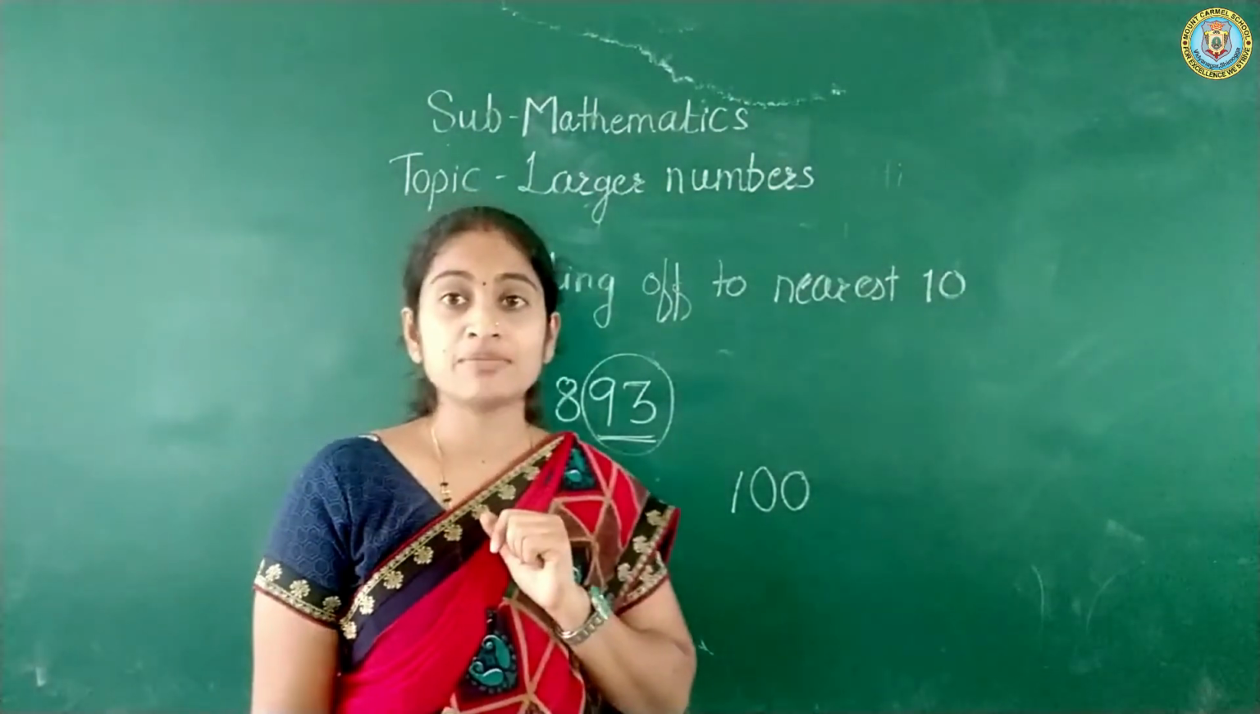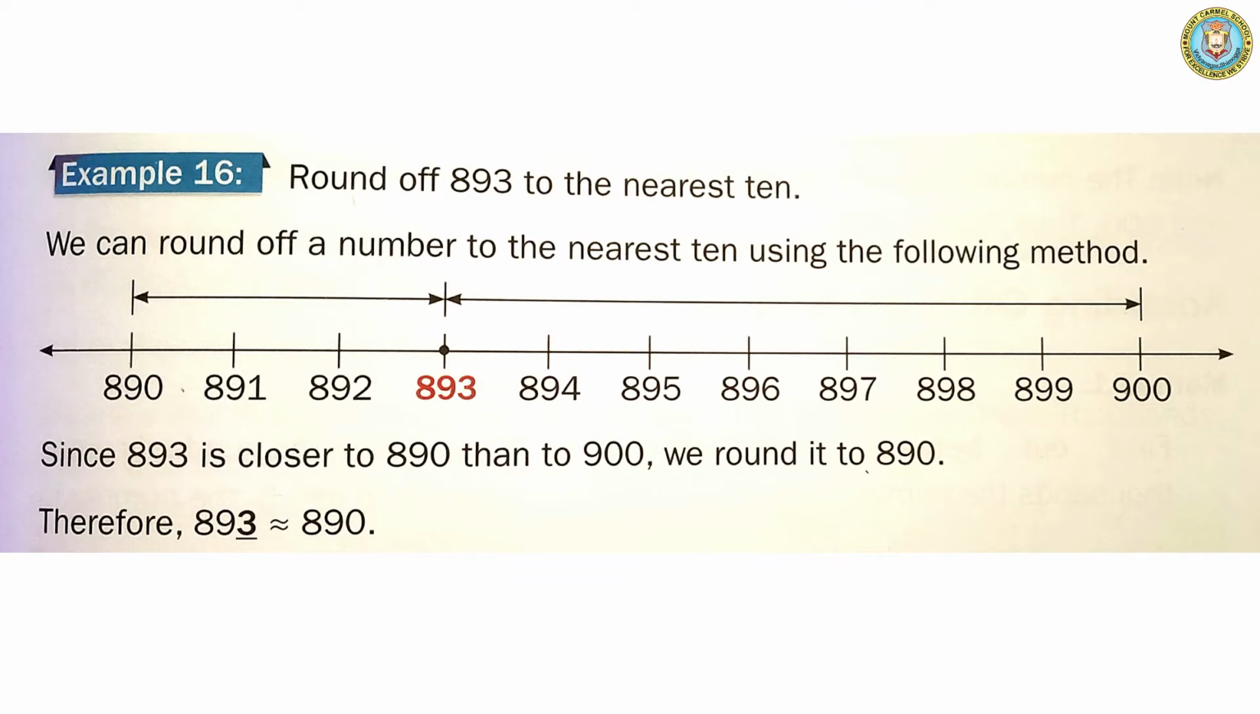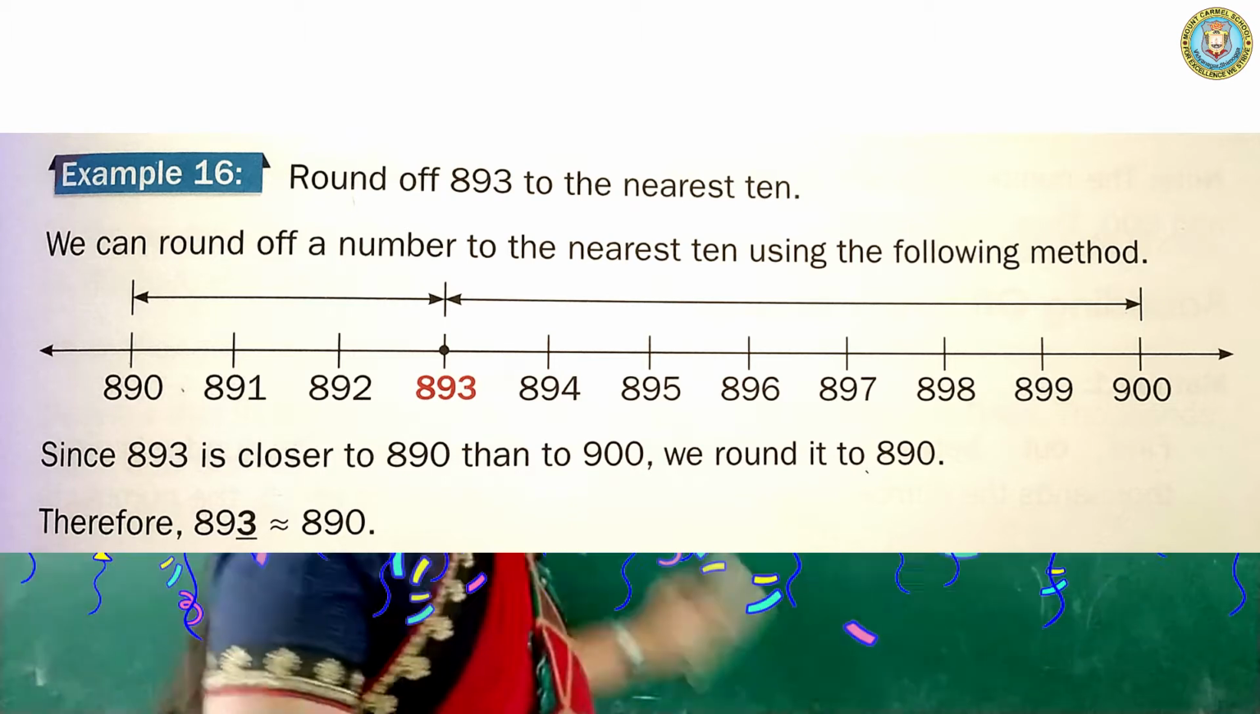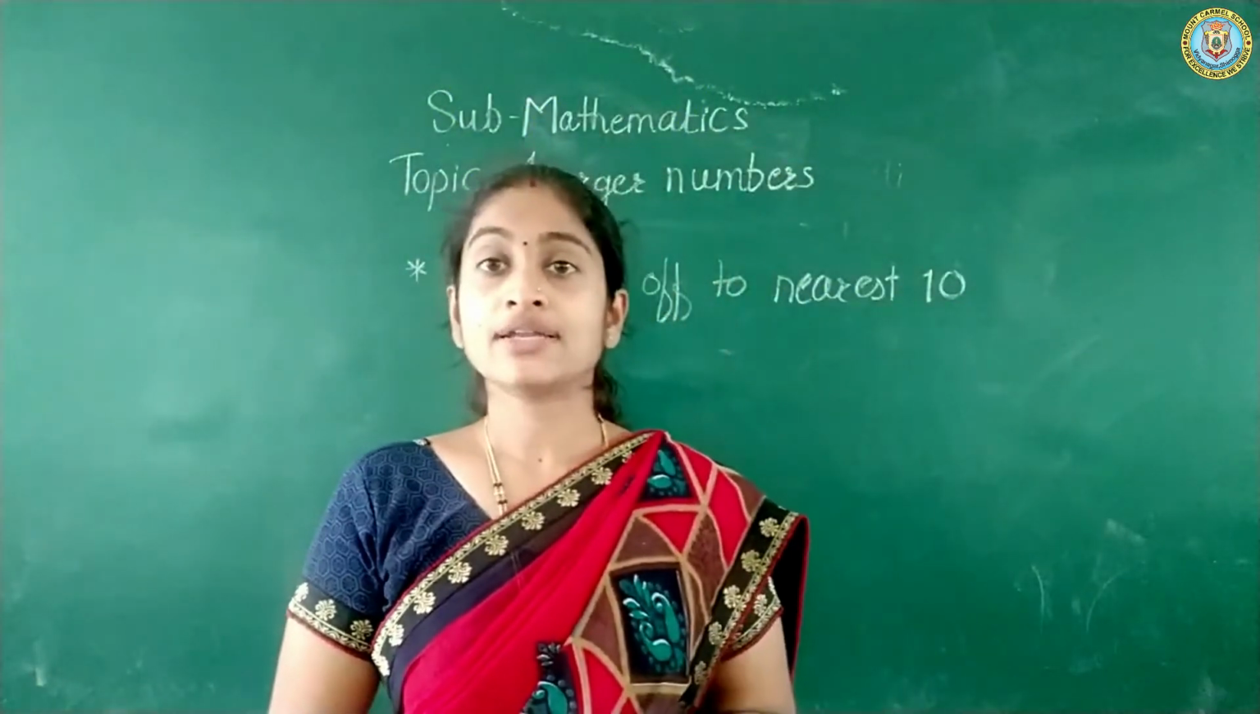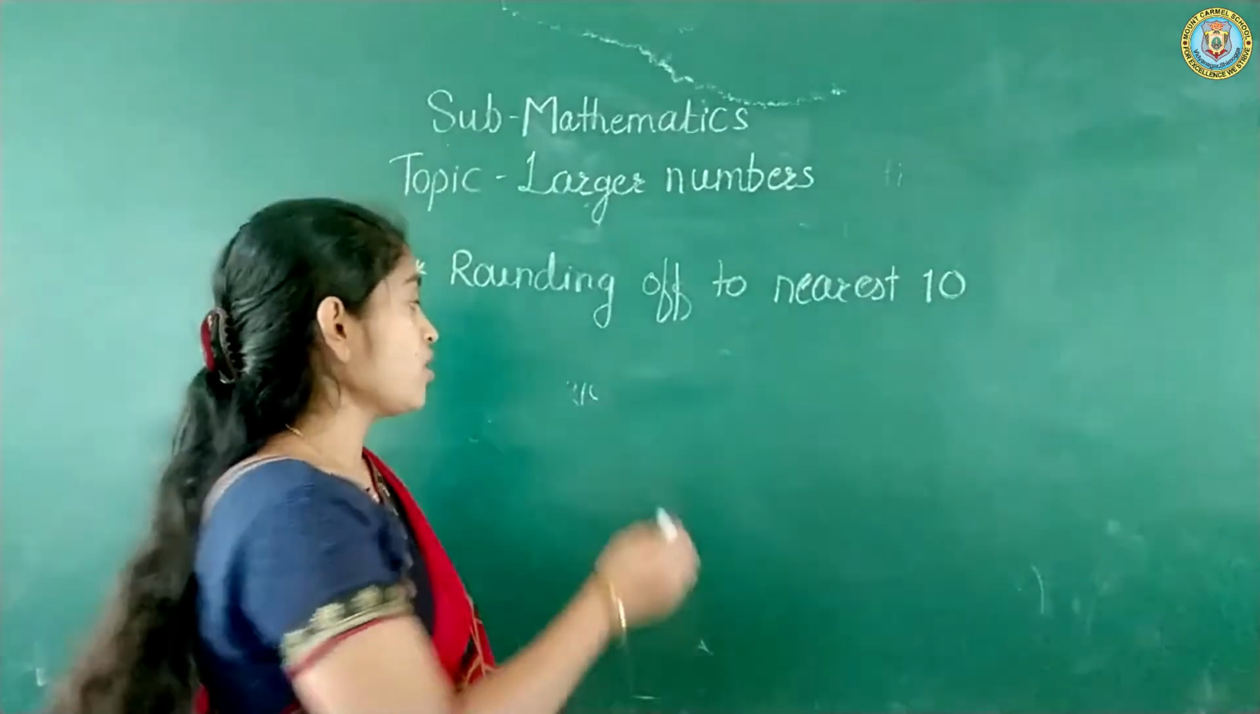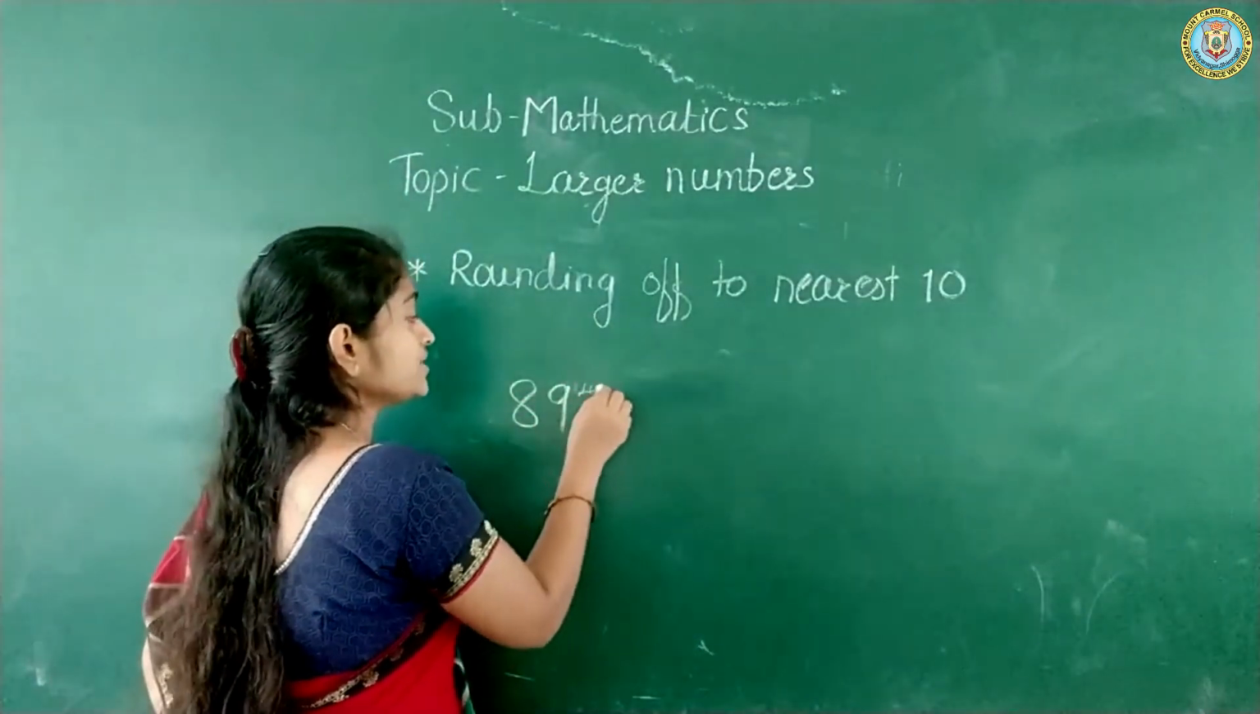Let us check the image once again. You can see a line having 890 and 900 at both ends, and the line is divided into 10 parts. So you can see that 893 is nearer to 890. We got the rounding of the number to the nearest 10 for this number as 890.